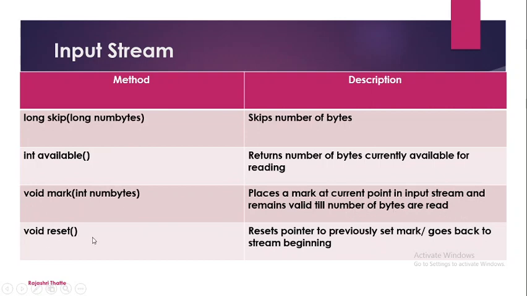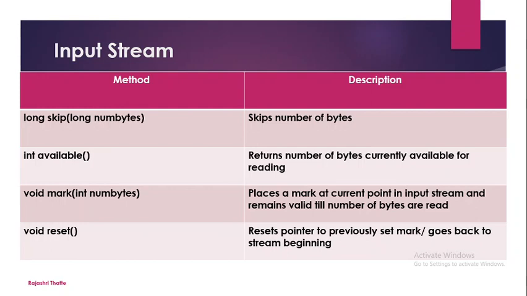Void reset. If we have kept some marks in our input stream by using such methods, and we want to move back while reading, we want to move in the backward direction up to the mark position, we can reach that mark position while reading by using reset. So it resets the pointer to the previously set mark, otherwise it goes back to the stream beginning.